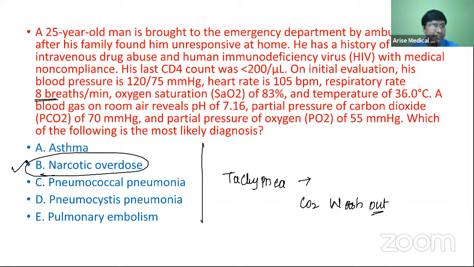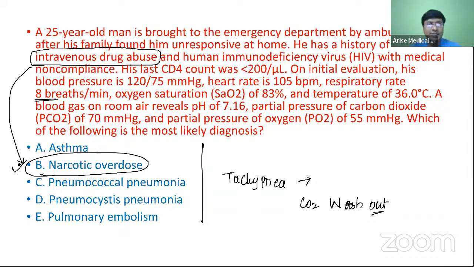Now, what is the point in favor that tells you it's a narcotic overdose in the history? You take the history: the individual has intravenous drug abuse. And what is that intravenous drug abuse? That is your narcotic overdose. So that is the reason why the answer is B, the second option, right?